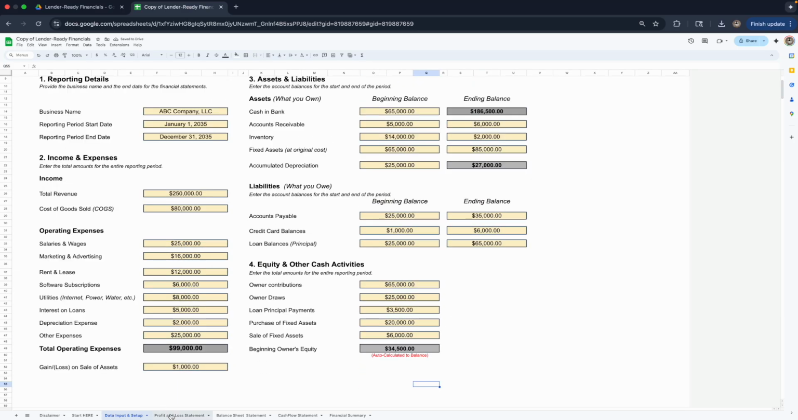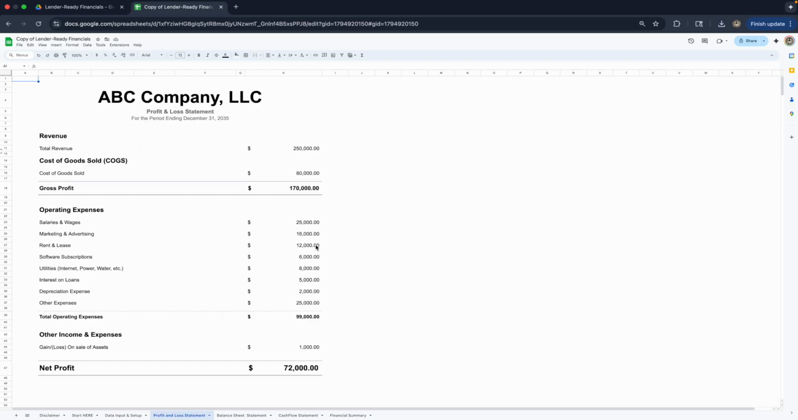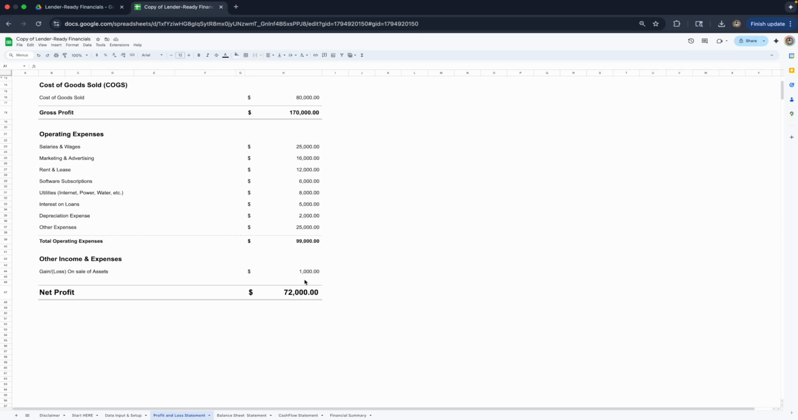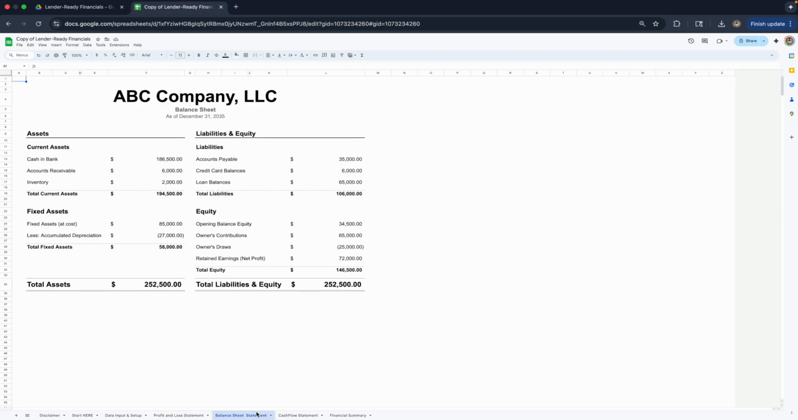So right now we can go and see. After we input all this data, we can see that the profit and loss is all built out. You can see here you have revenue, cost of goods sold, all these things that you input, and then here it'll give you the net profit. And then from here, the balance sheet is also calculated for you.